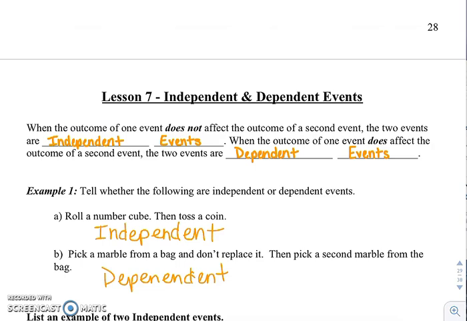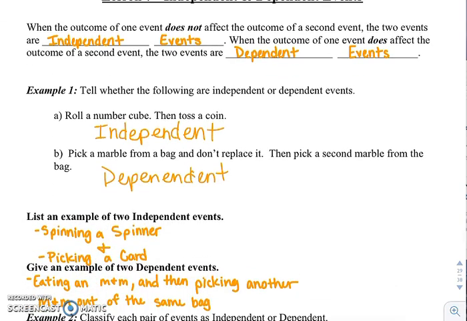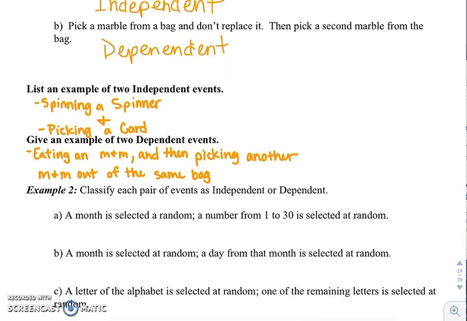It says list an example of independent and two dependent events. You could list anything, just the two that I came up with. Two independent things could be spinning a spinner and then picking a card. Those have nothing to do with each other. You can find the probability of both, but they don't affect each other. Something that would be dependent is, say you're finding the probability of picking an M&M out of the bag. If you picked one out, ate it, and then you're finding the probability of the second one you picked, it would be dependent upon what that first one was. So there's two examples. You could pick anything, write something else down if you want.